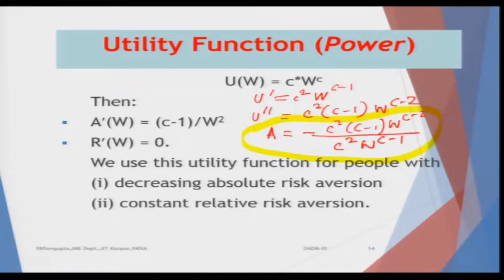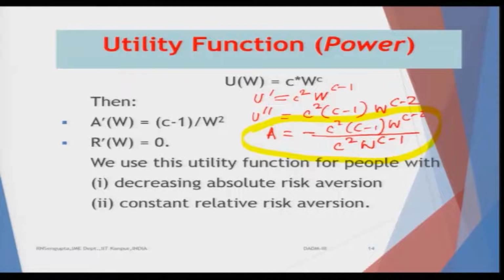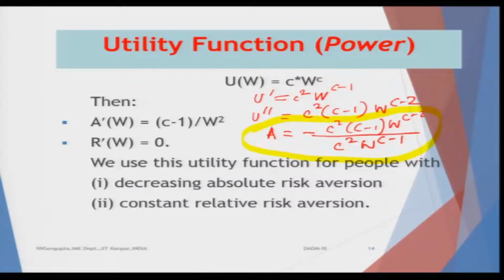Similarly, if you want to find out R, the formula is basically minus W u double prime by u prime. W, remember, I am repeating it time and again, but please bear with me, W is positive. Differentiate that, find out R prime, and this comes out to be 0. Now, W is positive, W square is positive, so the denominator in the formula of A prime is positive. C is greater than 1, so c minus 1 is greater than 0. So, the whole value of A prime is positive, and if c is less than 1, obviously it will be negative.